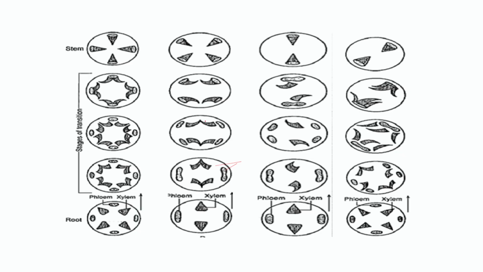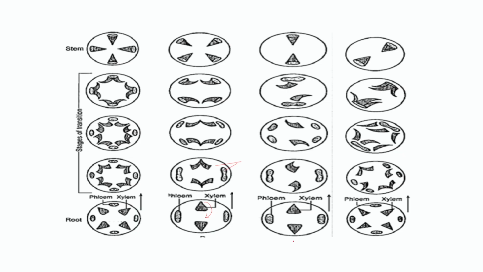Similarly, all the 4 patches of xylem will join with all the 4 patches of phloem and they will flip 180 degrees. So definitely this will come to this side. So this will flip in this way, and finally 4 vascular bundles will be formed. So in this case, starting with 2 patches, finally we are getting 4 vascular bundles.